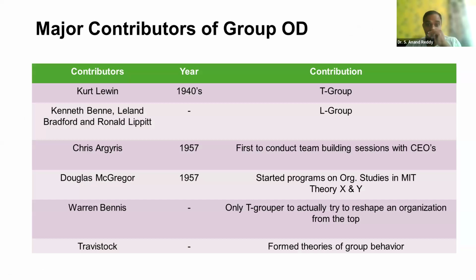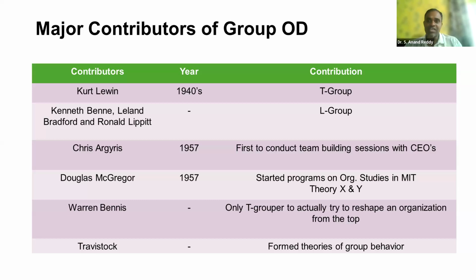If you look at the major contributors of group OD, there was Kurt Lewin, in the 1940s, who introduced the T group. The next one is Kenneth Benne and company, who introduced the L group. Chris Argyris, 1957, conducted the first team building sessions with CEOs. Then Douglas McGregor, 1957, started programs in organization studies at MIT, with Theory X and Y. I'm sure most of you have heard about Theory X and Y. Then Warren Bennis, the only T grouper to actually try to reshape organizations, as he mentioned. Then Tavistock formed theories of group behavior. So these are the major contributors towards group OD.